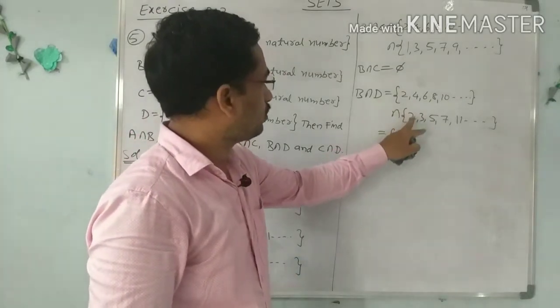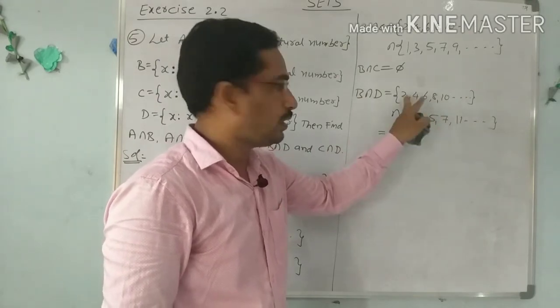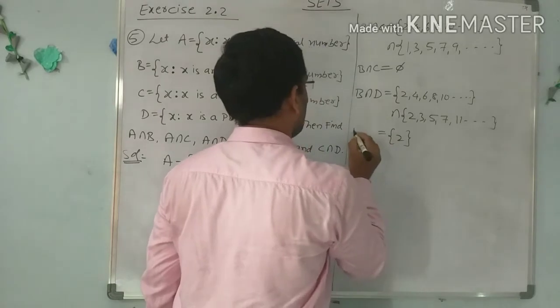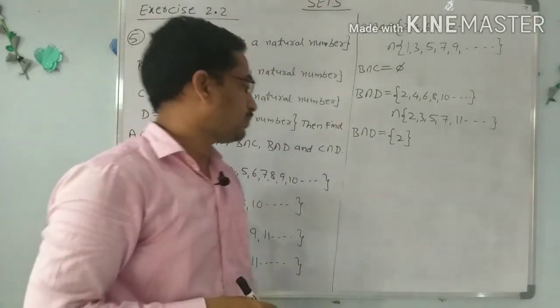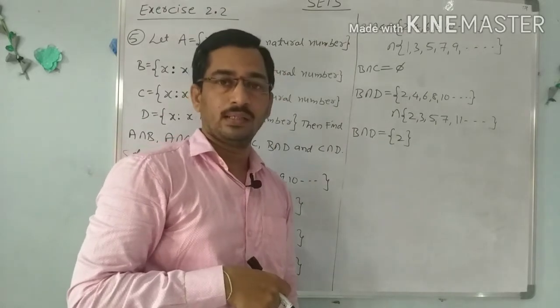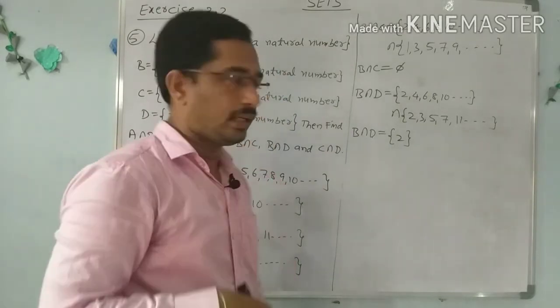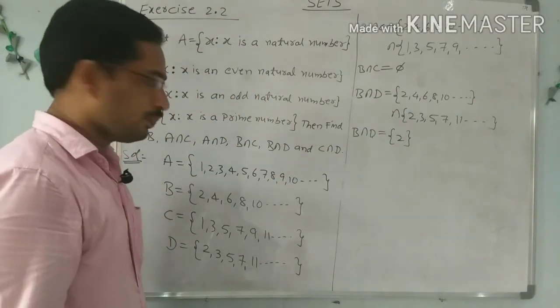See, 2 and 2 are the same. Next, no other element is common, only 2 is common. So this contains only one element. I already told you, if a set contains only one element, it is called a singleton set. Singleton means it contains only a single element. So this is a singleton set. B intersection D equals {2}.